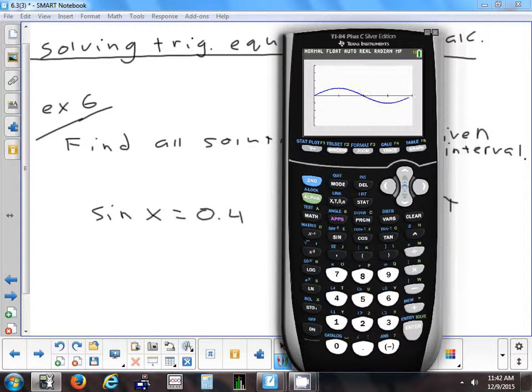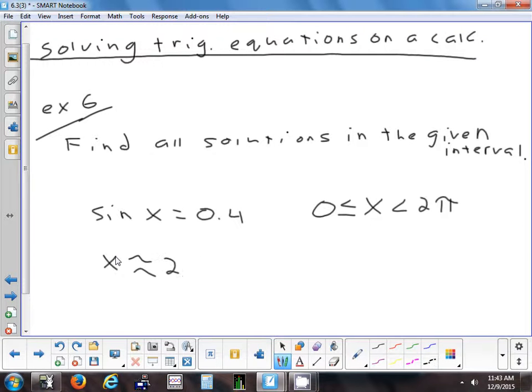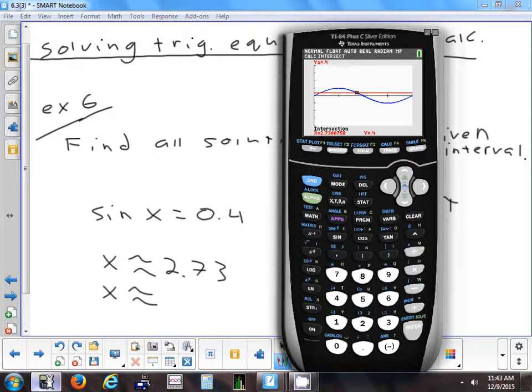So it looks like we're only going to get 2 solutions. And someone remind me, how do we find intersects? You haven't done that in a little while. Second, Calc, 5. Yep. Do this one since I'm right next to it. So we get about 2.73. And does anybody have the other intersect? All right, so let's find that one. That should be close enough. 0.41.